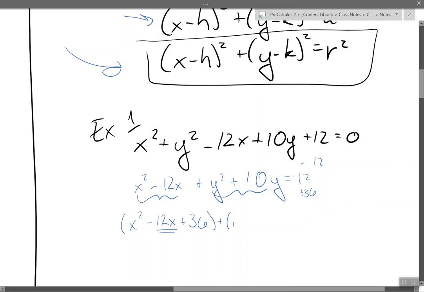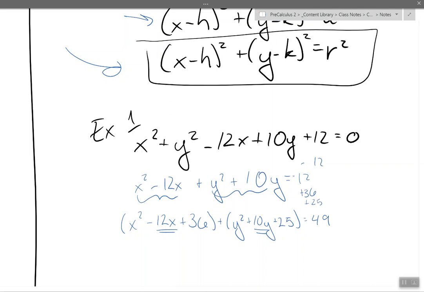Same idea for the y. We have y squared plus 10y. The middle term here, the b term, is 10. So 10 over 2 is 5, squared is 25. So we will add 25 to that side as well. So we have 36 and 25 makes 61, 61 minus 12, 49. And that's good. So that's a perfect square. It doesn't have to be a perfect square. We saw that in the ellipses. They don't always have to be perfect squares. 49 is, so that's good for us, and then we move on.